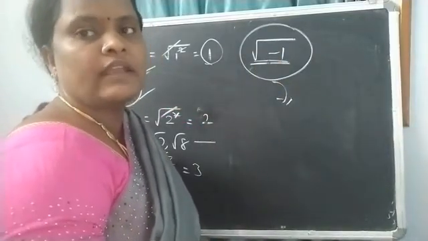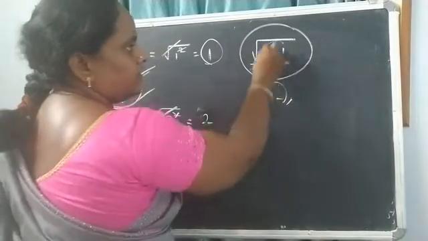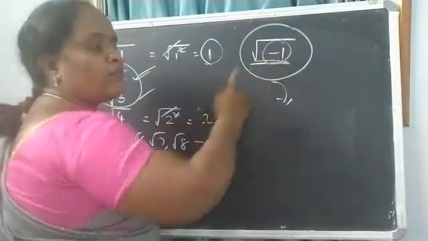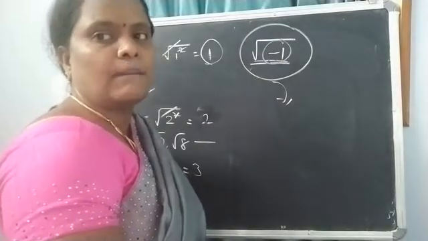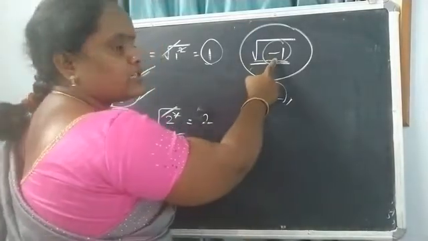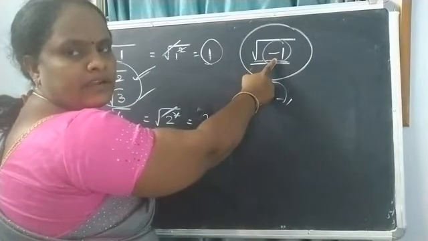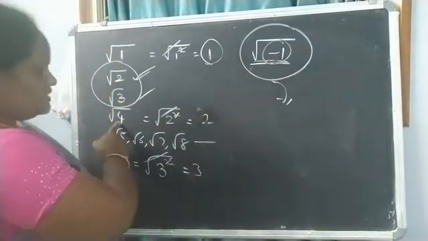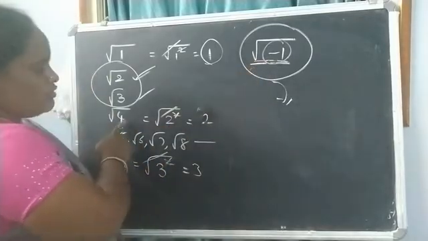To call a number an irrational number, the number under the root should not be a perfect square, and it should also be a positive rational number. If it is not a positive rational number and it cannot be simplified, such numbers are not irrational numbers. Similarly, root of minus 1, and root 4 is 2.